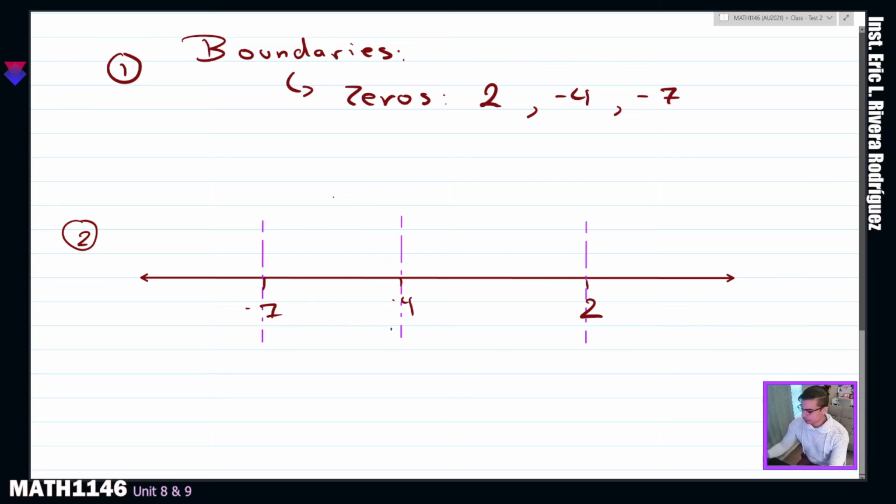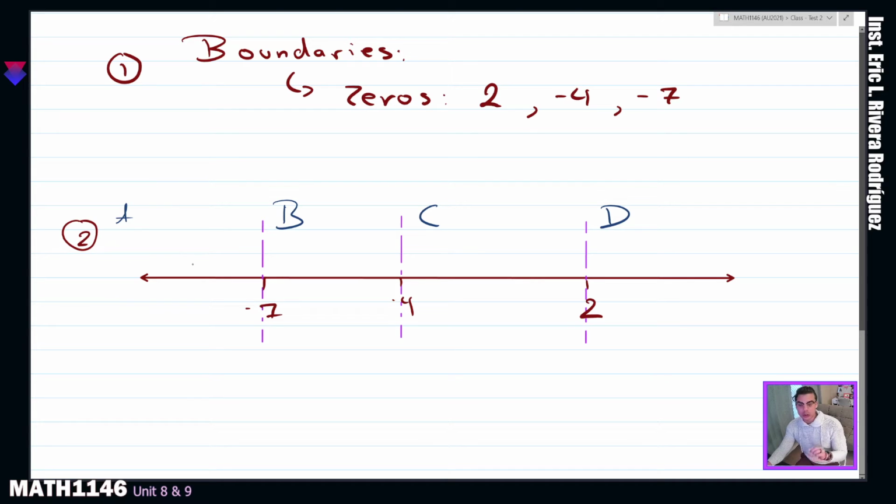Okay, the next thing that I'm going to do, I'm going to name each boundary. So I like to use capital letters to identify my regions. We have here 4 regions. 3 boundaries separate the domain of the entire number line into 4 regions. Region A, region B, region C, and region D.